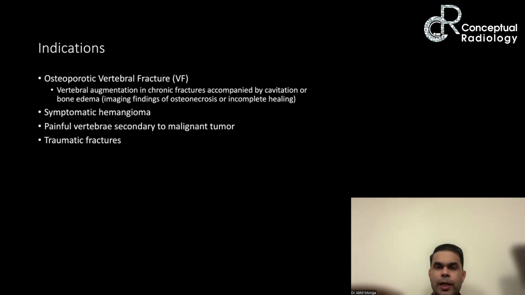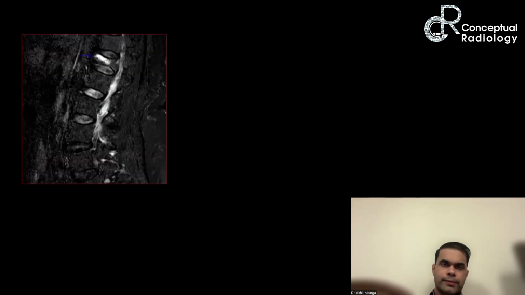Then third is painful vertebra secondary to malignancy. So one was osteoporotic, second is a malignant fracture or malignant involvement of the vertebra, and sometimes traumatic fractures. Usually in traumatic fractures, if there is too much segmentation or too much displacement, of course, it needs open surgical fixation. But traumatic wedge fractures which have no significant displacement, in those patients, if they are not improving, they are having pain, and conservative treatment is not helping them, then you can go for vertebroplasty.